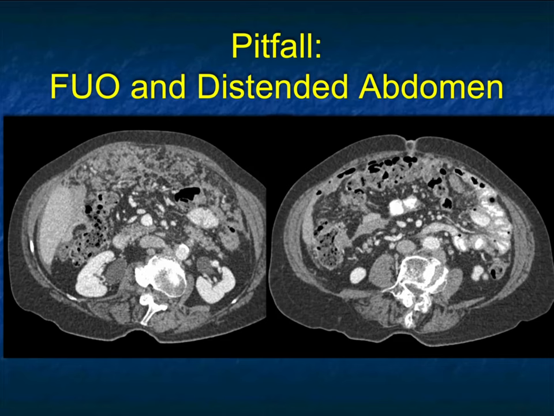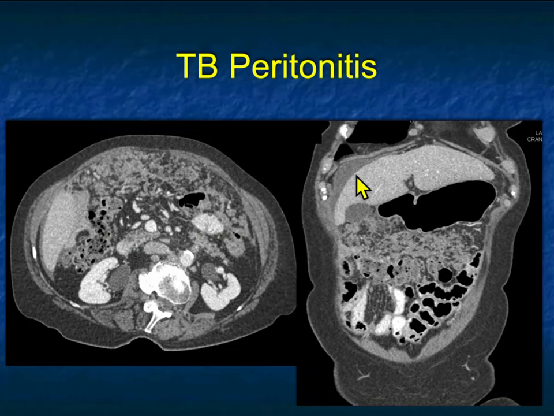I always like to mention pitfalls. If I look at this case, I would say carcinomatosis, and then I would argue ovary, stomach, you name it. That's what everyone assumed, but this ended up being tuberculosis. TB peritonitis can look identical to carcinomatosis. It's rarely seen in this country. This was a case we saw.